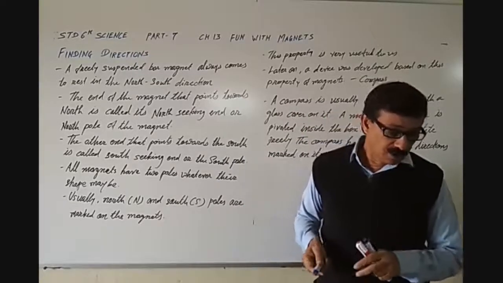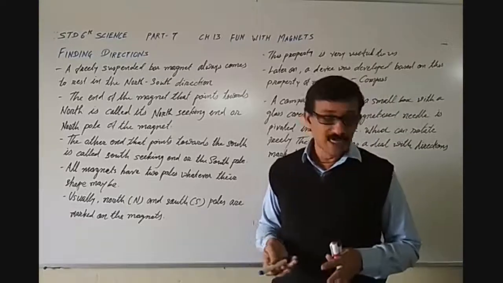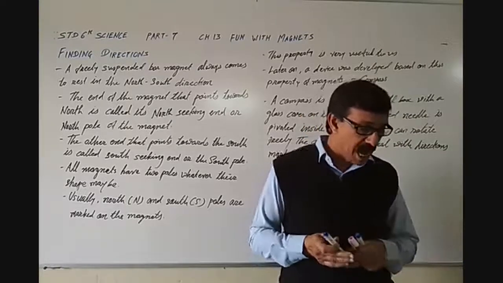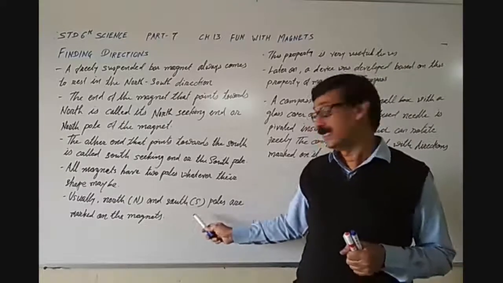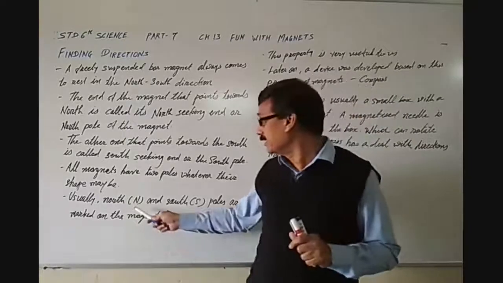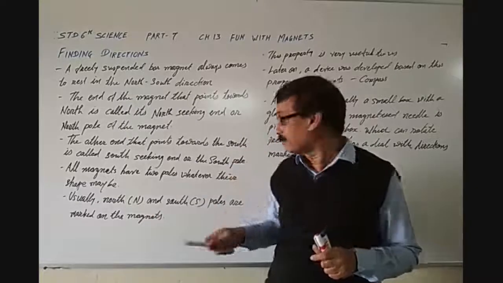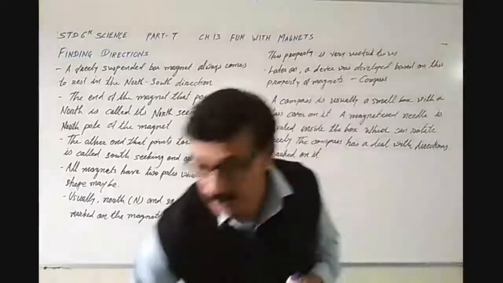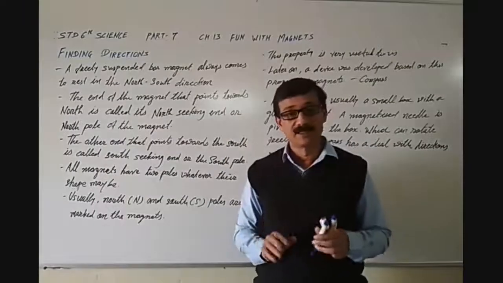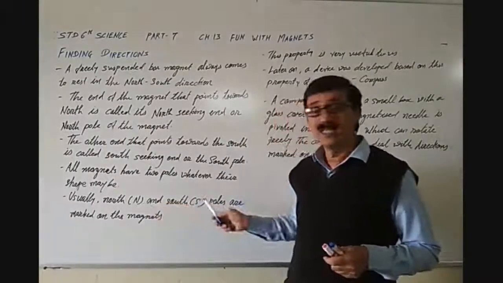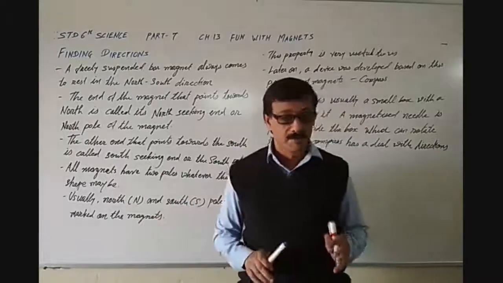Usually north and south poles are marked on the magnet. For the north pole it is written capital N, and for the south pole it is written capital S. So there is always a north and south pole written on the magnet.